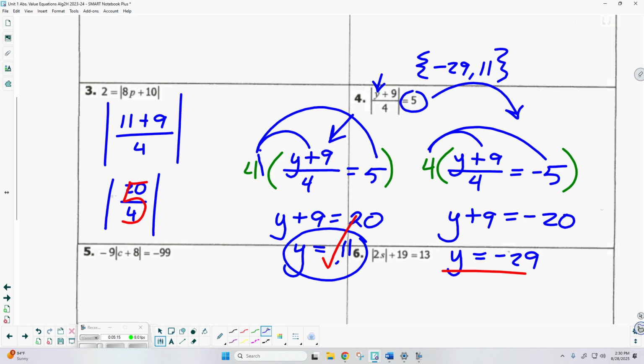Now, what do we call it if one of those hadn't worked? What is that big E word? Extraneous. That means false solution. So we got an answer, it just didn't work. Okay. All right, what else?